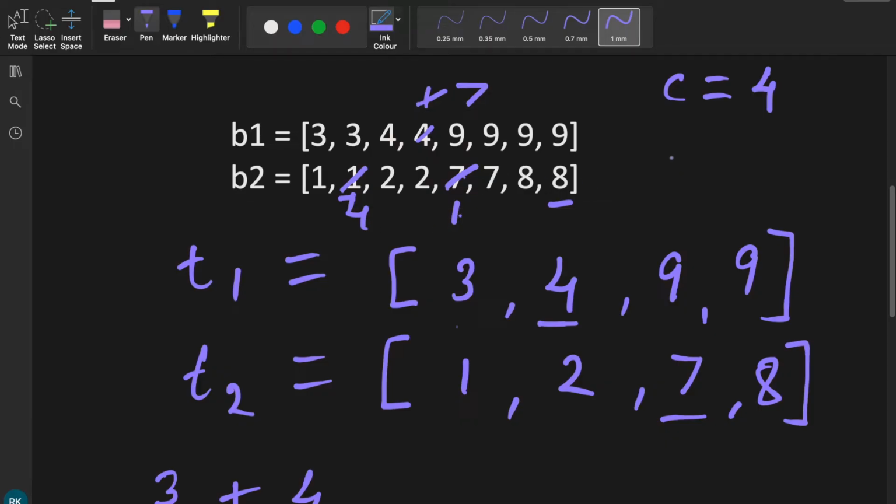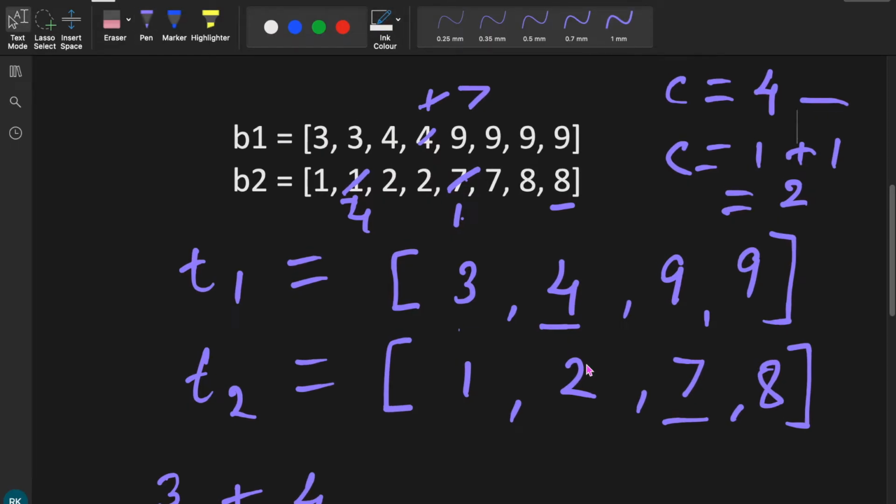Basically we did two transactions. One transaction was to swap 4 and 1, which has a cost of 1, plus another transaction which has a cost of the minimum of 1 and 7. Also 1 and 7 minimum is 1. So overall the cost came out to be 2, which is less than 4. So in this way also we can transfer elements from basket 1 to basket 2 and basket 2 to basket 1 using two transactions.